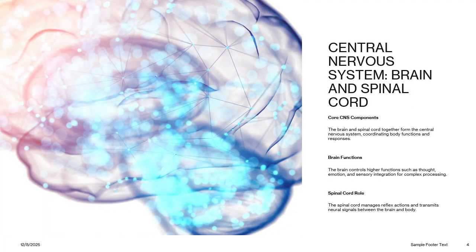So the brain and spinal cord form the core of the central nervous system, the CNS. They coordinate and integrate sensory information and initiate responses. The brain controls higher functions like thoughts and emotions, while the spinal cord manages reflexes and transmits signals. So if I were drawing a flow chart, I would have nervous system as our initial box, and then branching off of that, I would have central and peripheral nervous systems. And then I would take central nervous system and have two boxes branching off, one for the brain and one for the spinal cord.